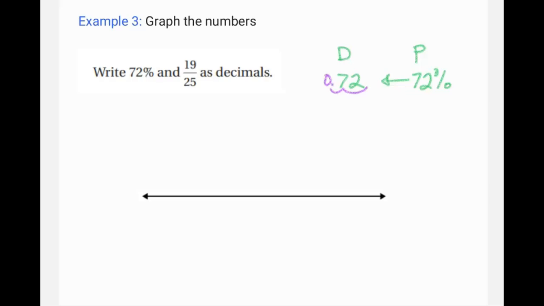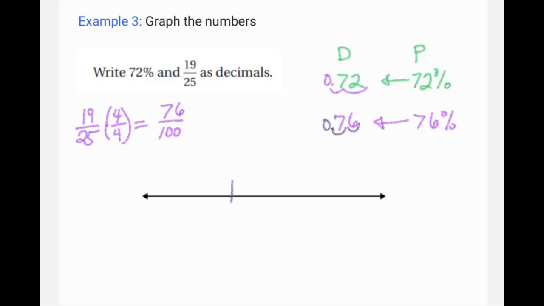And then 19 over 25, let's do an equivalent fraction. So 19 over 25, I can multiply 25 by 4 on the top and bottom for that. So that way it gives me 100. Then 19 times 4 gives us 76. So now 76 over 100, again, that is in percent right now. So 76%, and I need to convert it to a decimal. So if I move that place value over 2 places, 1, 2, we have a 0.76.